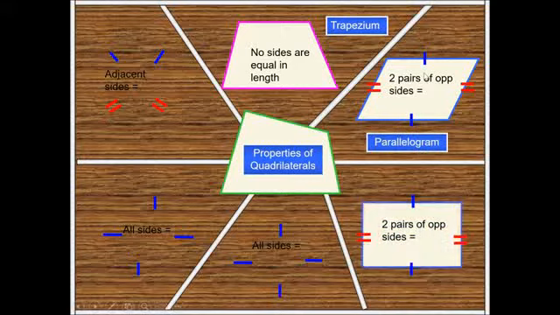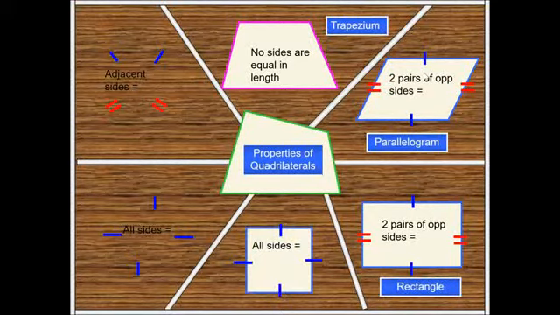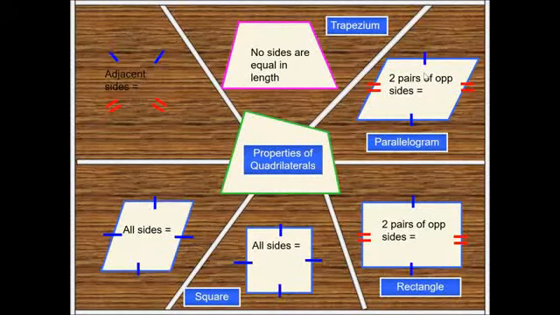Now, since the rectangle is a type of parallelogram, the opposite pairs of sides are also equal. The square is also a type of parallelogram, so the opposite sides are equal, but the square is more special than that. All the sides are equal. The rhombus is a parallelogram and the opposite sides are equal, but just like the square, all the sides are equal. So note the similarities and the differences.